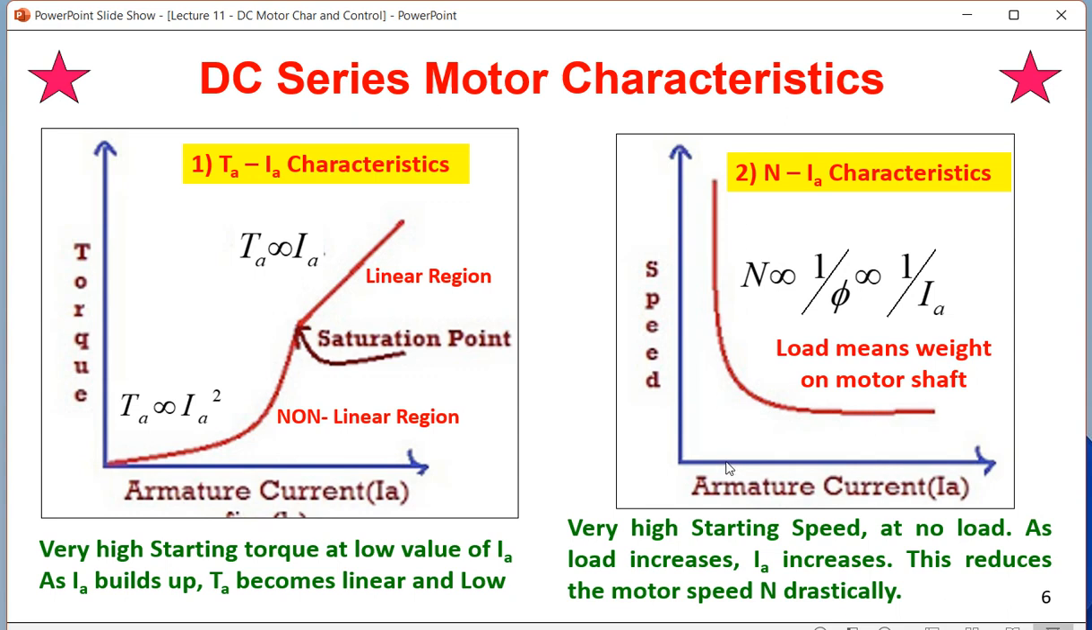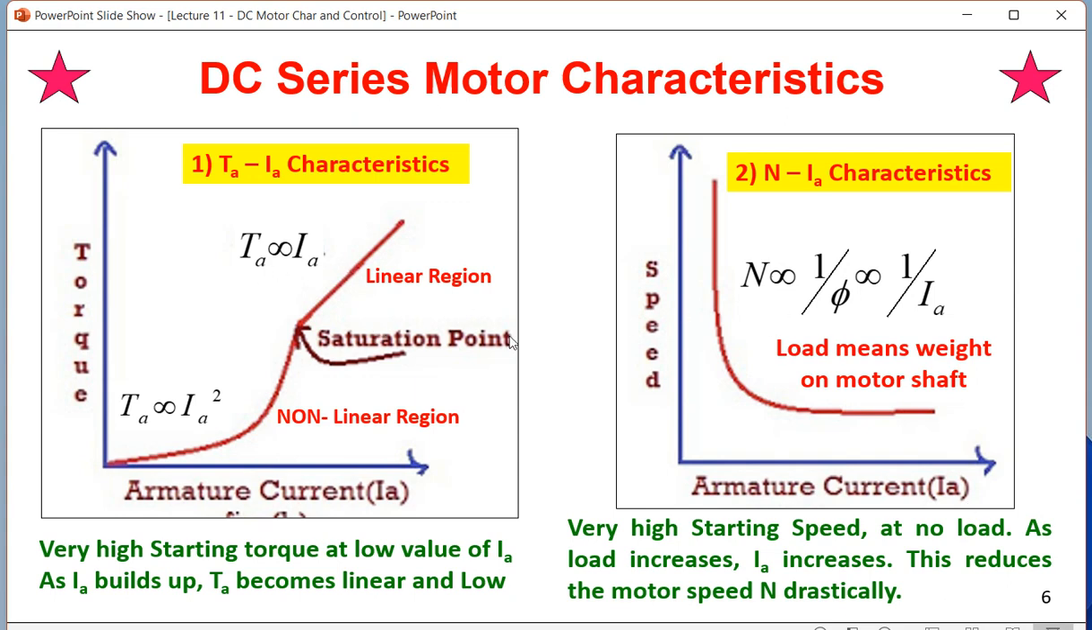At initial IA, that means whenever the motor is starting, the speed of the DC series motor is dangerously high. You are finding that this graph is falling from infinity. So whenever the initial current is very small, 0.2, 0.3, 0.4 ampere, in that case the speed of the motor is dangerously high. As you put more load on the motor, the speed of the motor is going to decrease and it settles to a steady state at a certain value. So this is the N-IA characteristic and the left side is the T-IA characteristic.